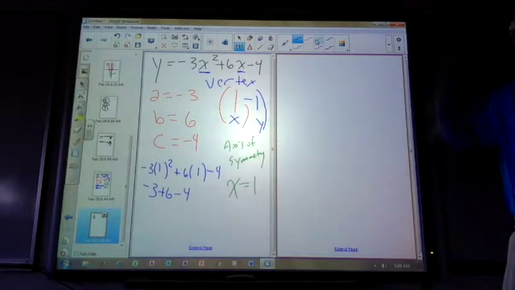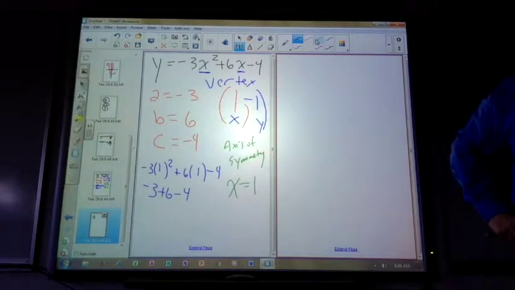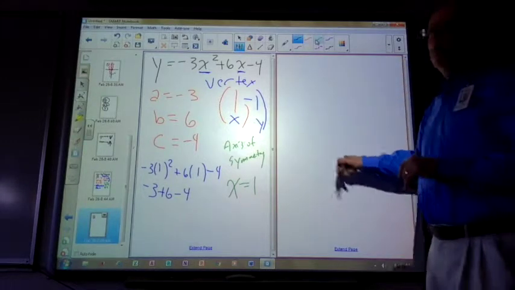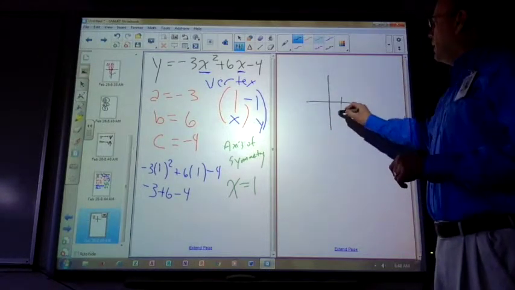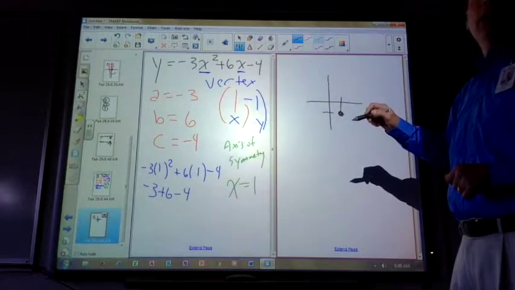Can we factor this? Let's see if we can factor it first. Wait a minute, this is weird. The parabola opens where? Oh, the parabola opens what? Down. Why? Oh, no. Negative, that's 3. Okay, hang on. I'm just going to do this real quick. 1 comma negative 1 is my vertex, yes?